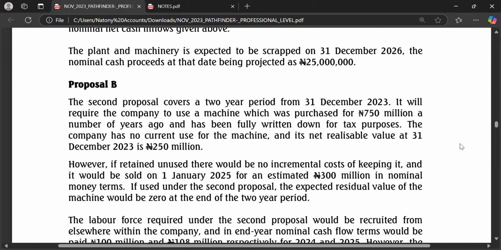The second proposal covers a 2-year period from 31 December 2023. It will require the company to use a machine which was purchased for, so now, this is what I want you to look at. The purchase price of the machine is 750 million a number of years ago. This 750 million is what is referred to as sunk cost. It is historical. Okay? So you just know that this is not a relevant cost. Okay? So let's continue.